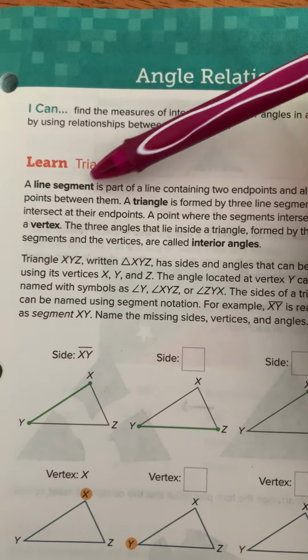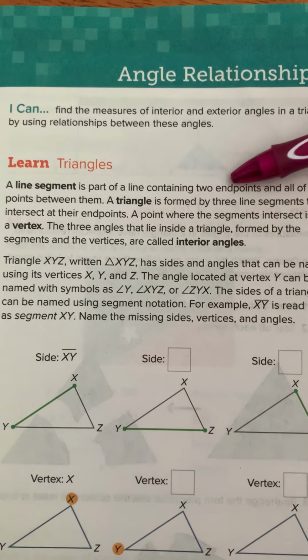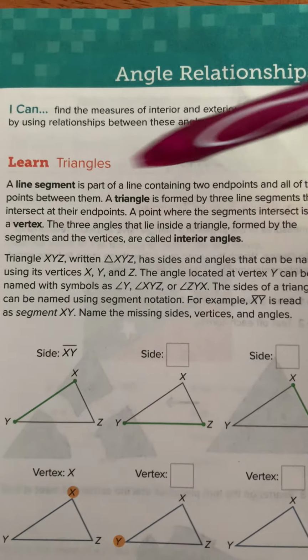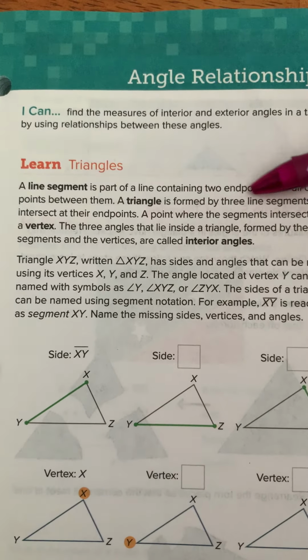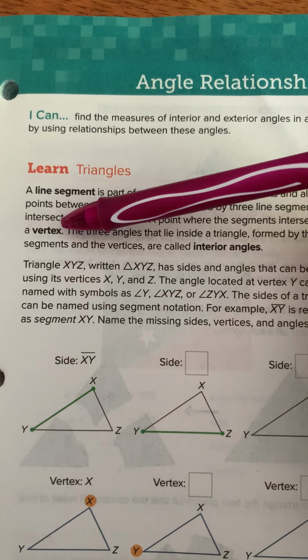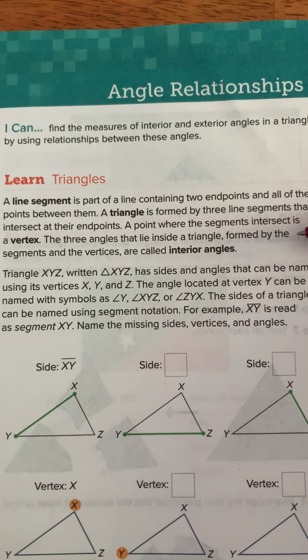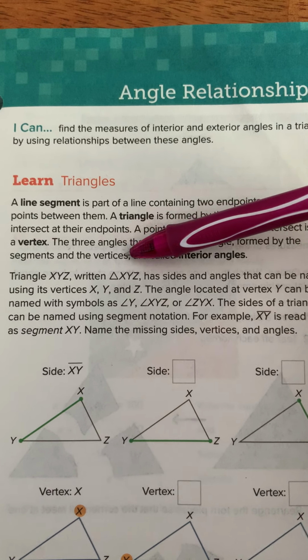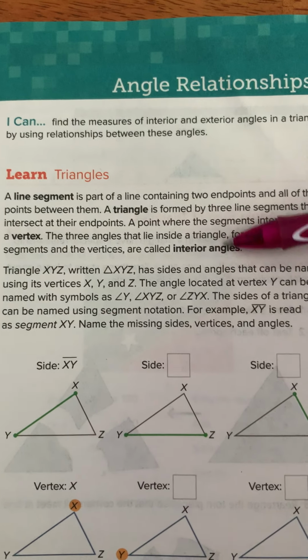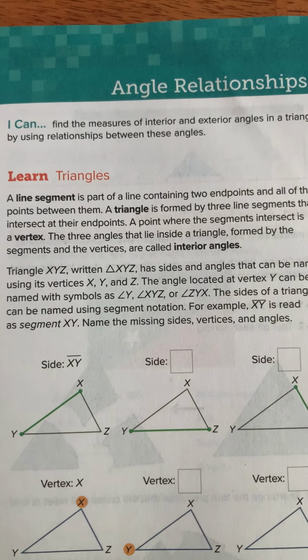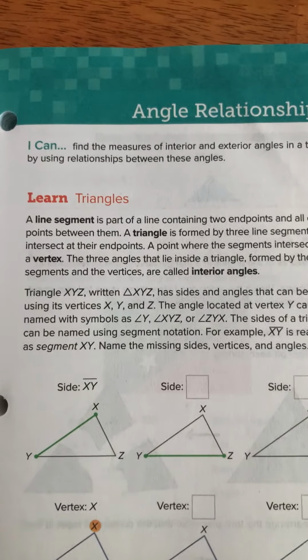A line segment is part of a line containing two endpoints. A triangle is formed by three line segments that intersect at their endpoints. A point where the segments intersect is a vertex. That's where they come together, the corners. The three angles that lie inside a triangle formed by the segments and vertices are called interior angles. That's a lot of words for something really simple.